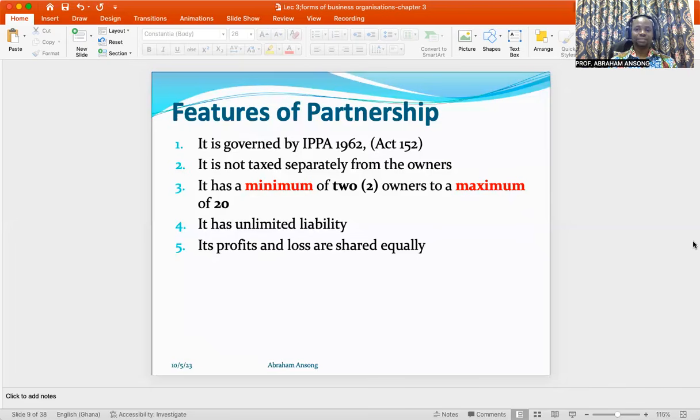But generally, partnerships have unlimited liability. They have the same traits as sole proprietorship, where the partners' assets could be sold in order to settle the liabilities of the company. Okay. Its profits and losses are shared equally, but this also is subject to the partnership deed that may be available to the partners. But generally, the way to share the profits and losses of a partnership is to share them equally among the partners. Okay.